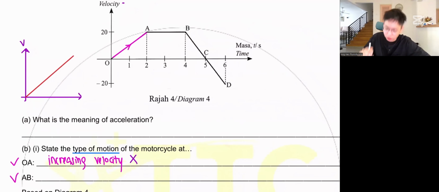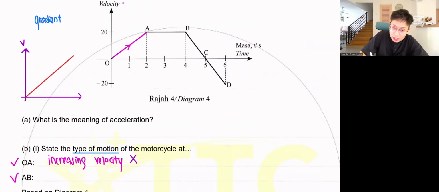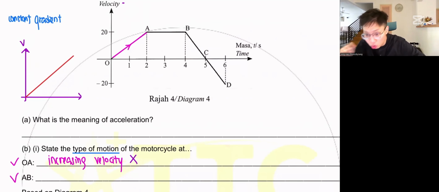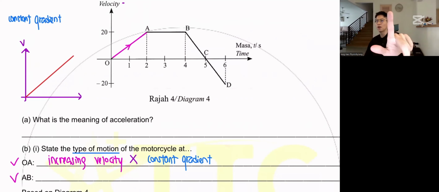can I teach you a secret formula? We will talk about the gradient first. Is this a constant gradient or an increasing gradient? So this is a constant gradient. Why? Because the slope is constant. Yes, Hanisha, very good. So if this is a constant gradient, I'm going to write "constant gradient" first in my mind.